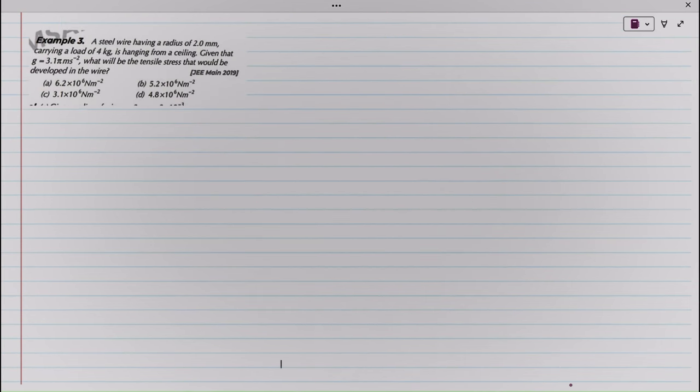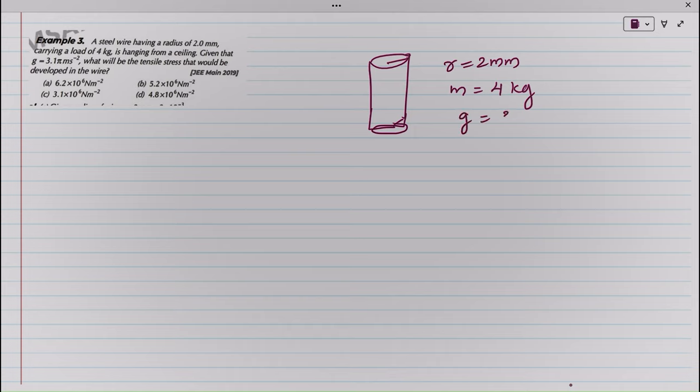A steel wire having a radius R equal to 2 millimeter carries a load of 4 kilogram from the ceiling. We are given that g is equal to 3.1 pi meter per second square. What will be the tensile stress sigma? We have to find the stress.